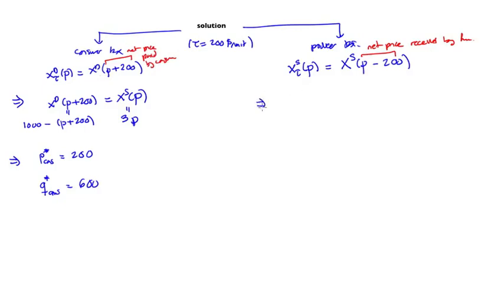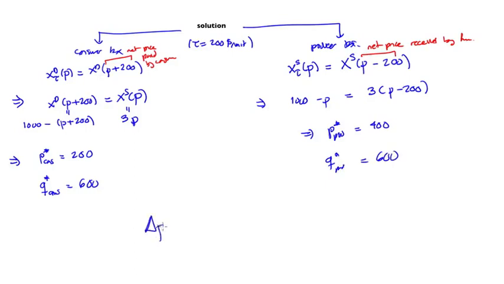Now, this implies, substituting in the equations, that 1000 minus P has to be equal to 3P minus 200. And if you solve the equation, this implies that P star in the case of the producer tax is equal to 400, and that Q star in the case of the producer is equal to 600. And together we get that the change in price is equal to minus $200 per unit, and the change in quantity is 0.